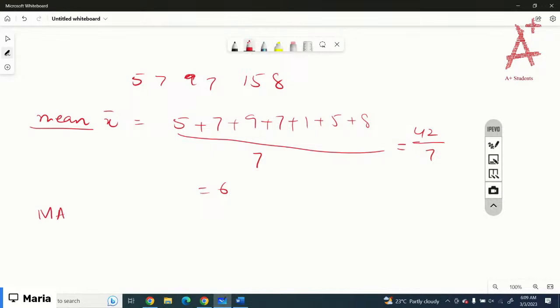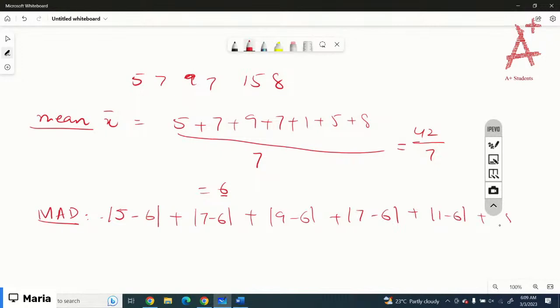Now calculate the mean absolute deviation. So for mean absolute deviation, what you have to do? You have to subtract the mean value from each data value given: 5 minus 6, 7 minus 6, 9 minus 6, 7 minus 6, 1 minus 6, 5 minus 6, 8 minus 6. So just calculate the absolute value. They all are positive numbers.